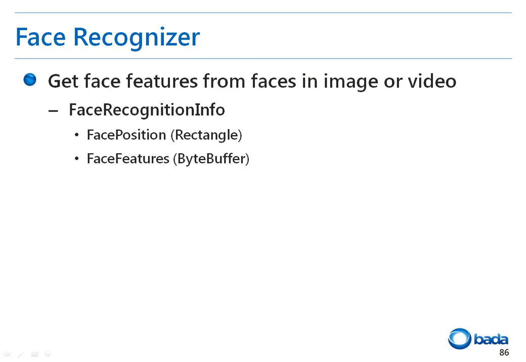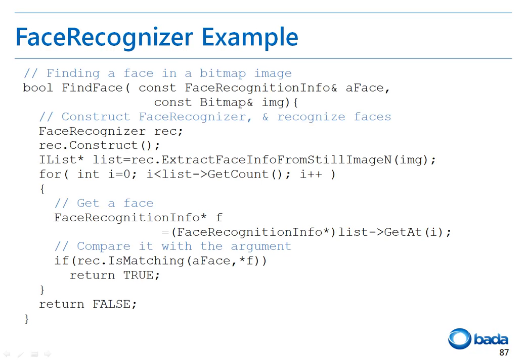The face recognizer function is used to get the face recognition info data structure from a picture. The face recognition info is the information containing the face features used to distinguish faces. Now let's take a look at an example to find the same faces from a real picture using the already known face recognition info. This is the find face function that gets the information about a face from a bitmap image and returns true when the same face exists in the image, or returns false when this is not the case.